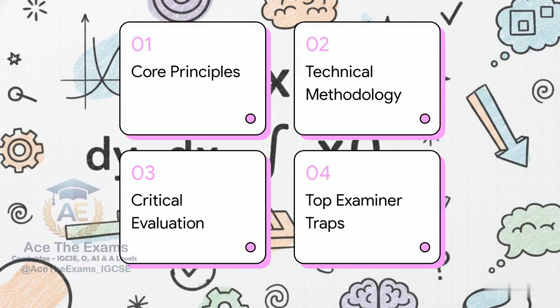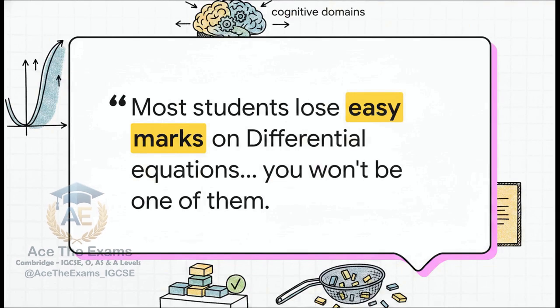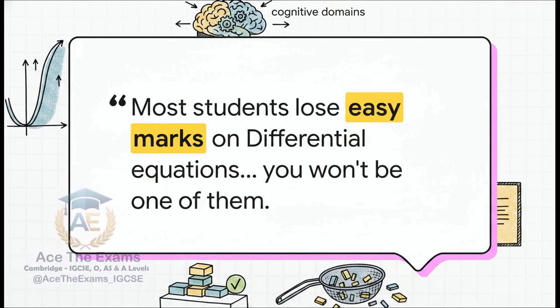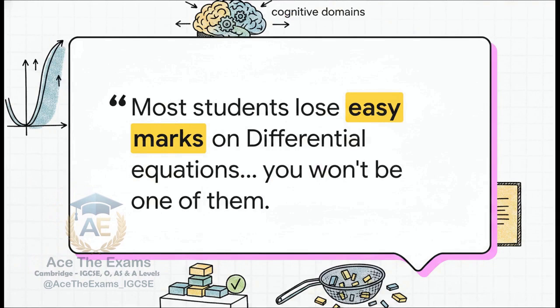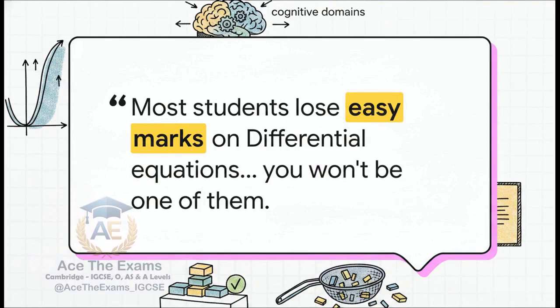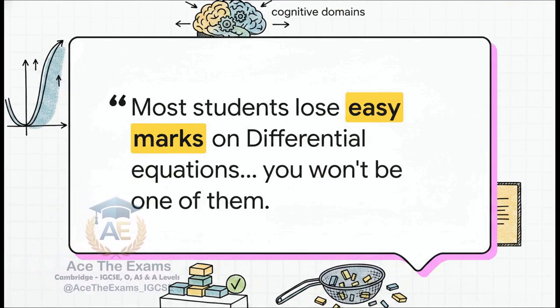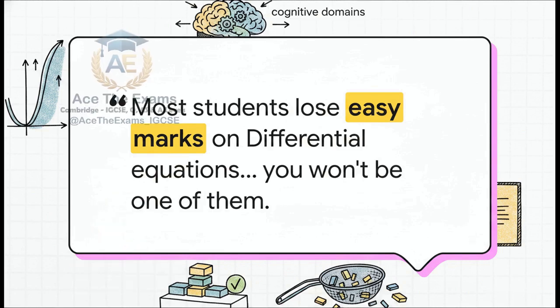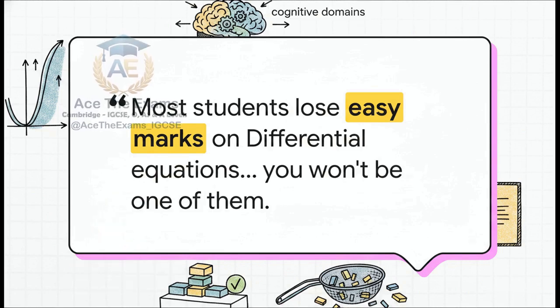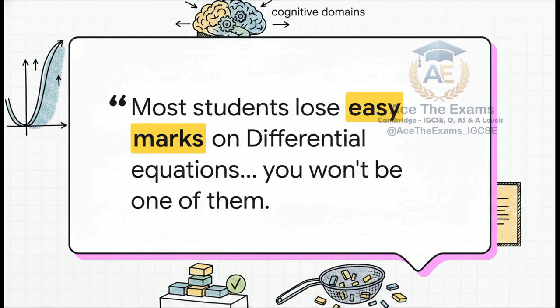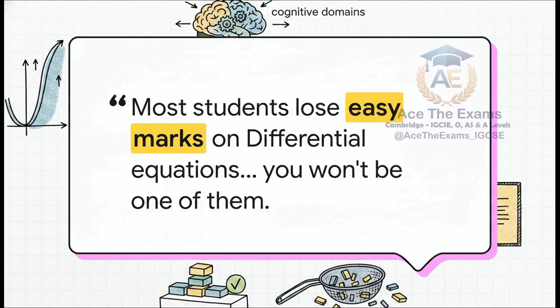Let's get to it. A senior examiner recently dropped this absolute gem of a quote. Most students lose easy marks on differential equations, but after this, you won't. Now, that isn't just a bold claim, it's a statistical reality. You see, students often drop points not because they can't do the calculus, but because they completely miss the specific expectations of the exam rubric. We're going to fix that right now.